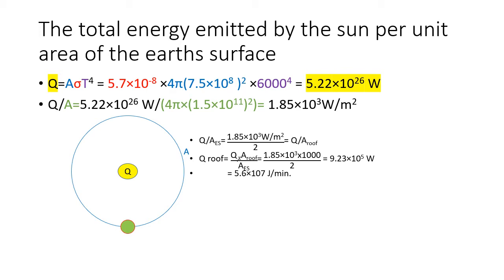So now we have the power per unit area on the roof. We need to work out how much power we have in total, and to do that, we multiply that value by the area of the roof. You can see here we've got 1.85 times 10 to the power of 3 divided by 2 to give us the power per unit area after it's gone through the atmosphere, so this is incident on the roof. Then we multiply by 1,000, which is 50 times 20, the roof's dimensions. That gives us the amount of power incident on the roof. Then we can convert that to joules per minute, because we know a watt is a joule per second, so we can figure out how many joules we get per minute.